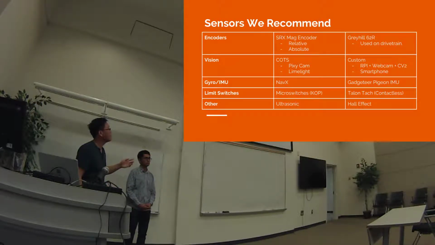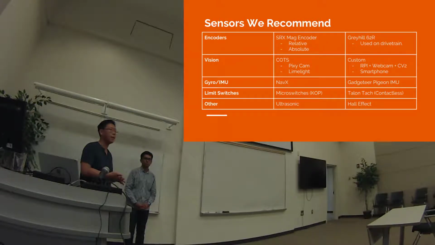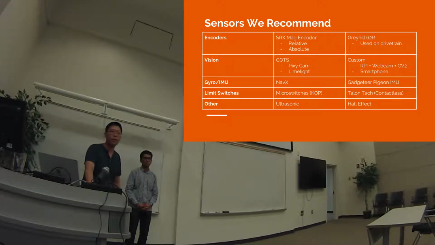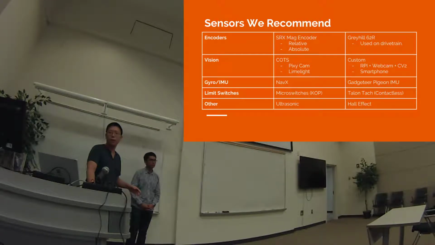Another alternative to the NavX is a product offered by CTRE, or Cross the Road Electronics. So most of our electronics are actually from them. But they have something called the Gadgeteer Pigeon IMU, and that's, again, another type of IMU. That particular one can interface directly with the Talon SRX, or like a CAN bus. We'll go into that later.